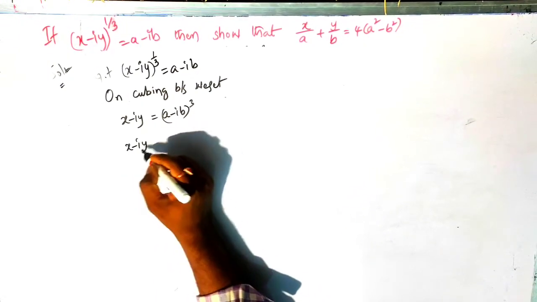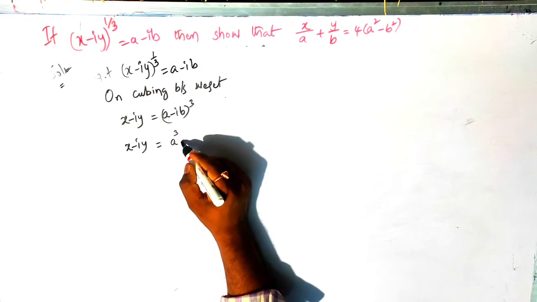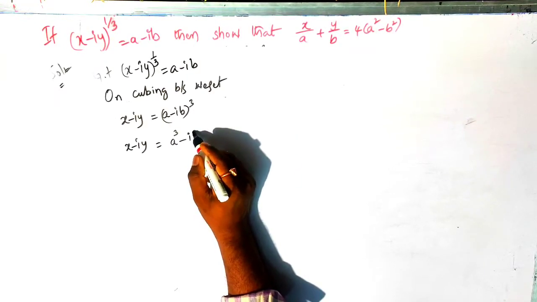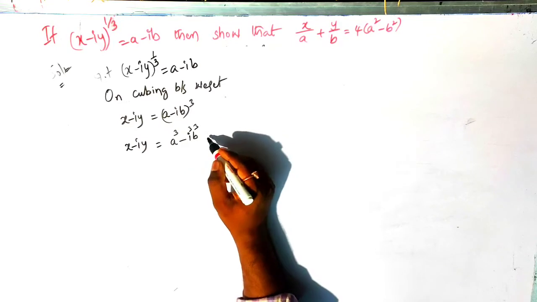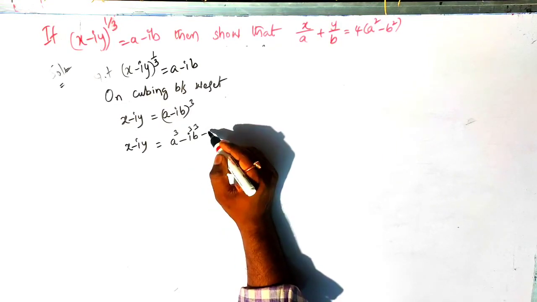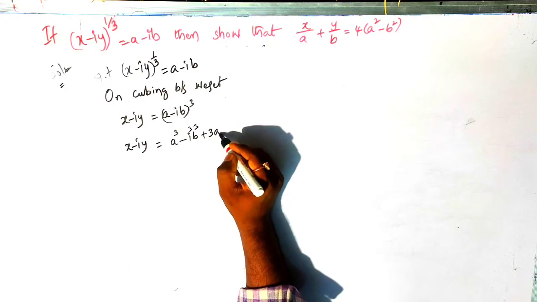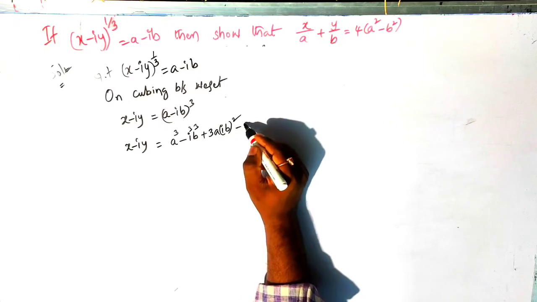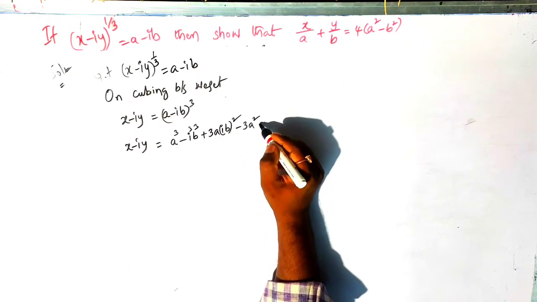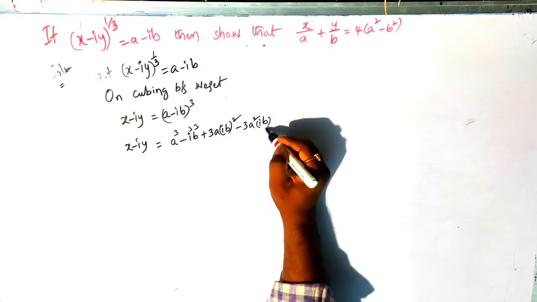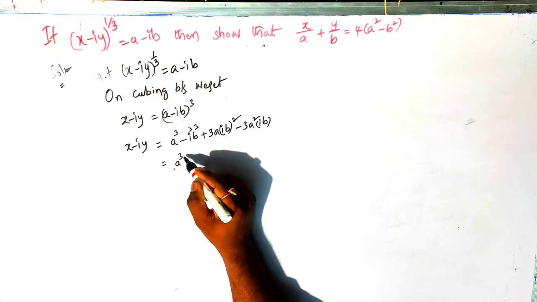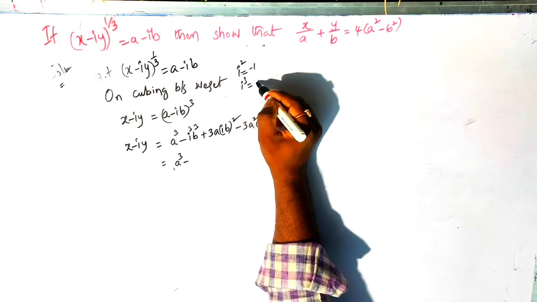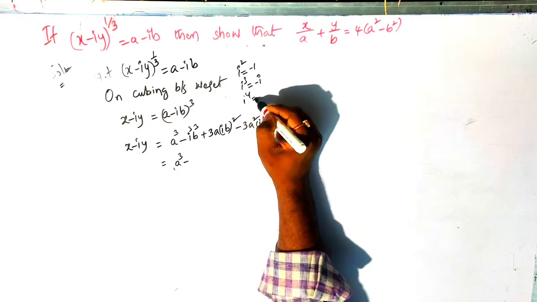So x − iy equals a cube, b cube. Clear? That is nothing but (−ib) whole cube we get here. That is minus i cube b cube we get here. Plus 3a b square, that is nothing but (ib) whole square, minus 3a square b. What is b? ib. We get this one. Okay, so a cube. So here now we write down i square value minus 1, i cube is equal to minus i, i power of 4 is equal to 1.